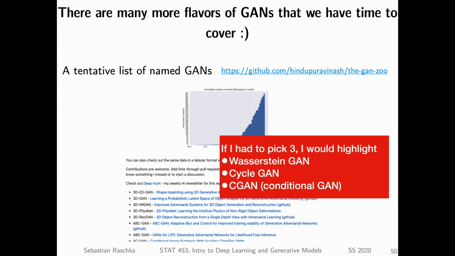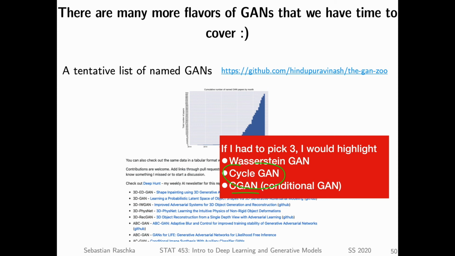Personally, if I had to pick 3, I would go with the Wasserstein GAN, the cycle GAN, and the conditional GAN. The Wasserstein GAN is changing the loss function using the Wasserstein distance. The cycle GAN is the one with the cycle consistency that I showed you in the very beginning with the zebras. And the conditional GAN is modifying the GAN such that you can incorporate a class label in the training procedure, because originally GANs are unsupervised, but if you use a class label, you can then also later sample using that class label.